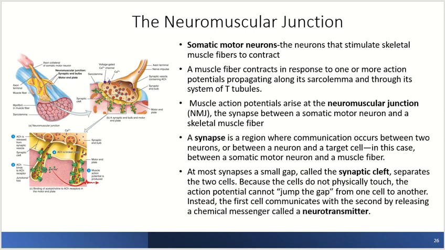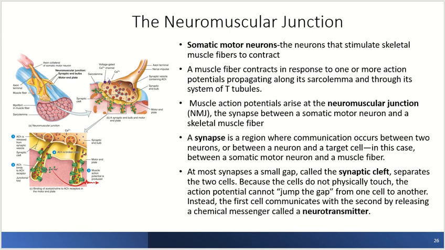So a muscle fiber is going to contract in response to one or more of these action potentials that propagate along its sarcolemma and through its system of T-tubules. Muscle action potentials are going to arise at a neuromuscular junction, the joining or junction between the neuron and the muscular part of the system. So the synapse between a somatic motor neuron and the skeletal muscle fiber itself is what we're going to call the neuromuscular junction.